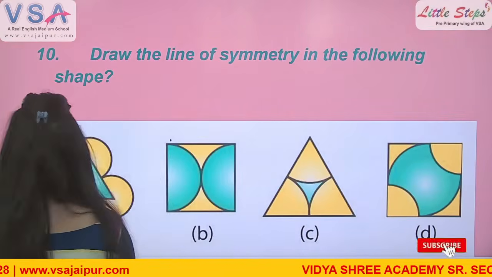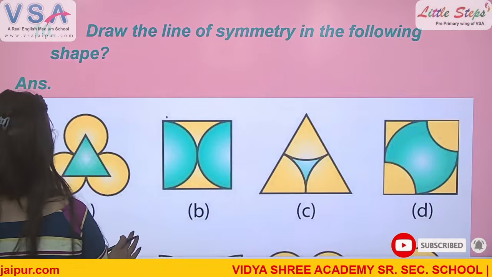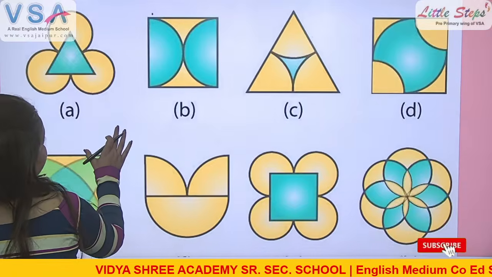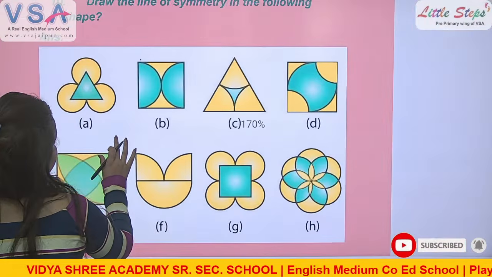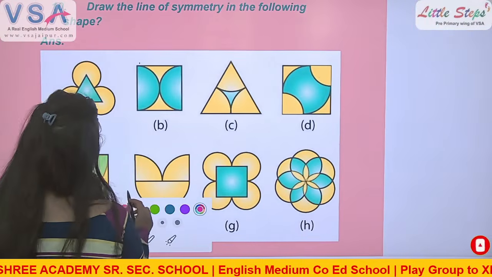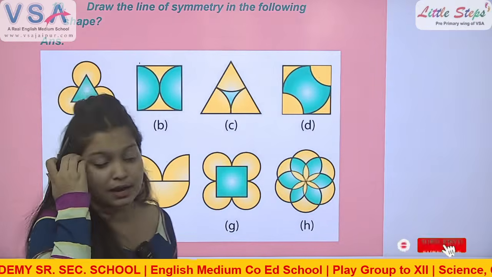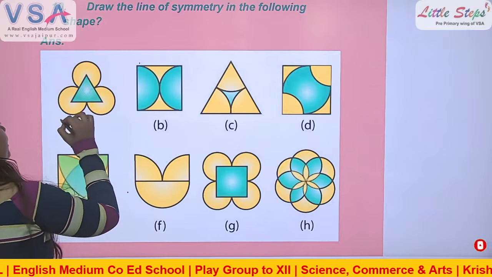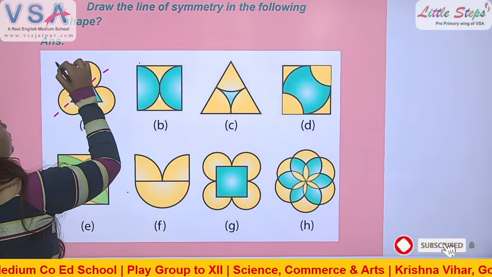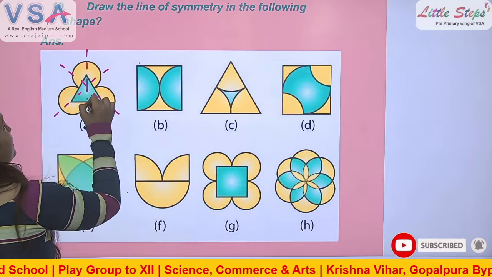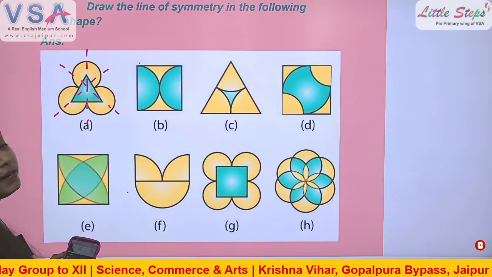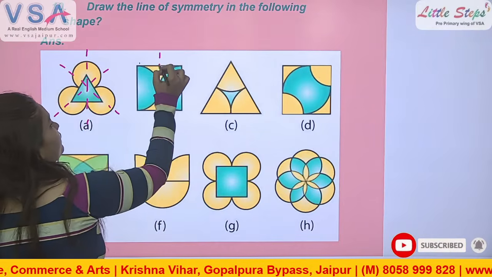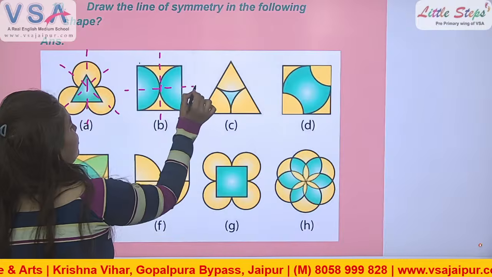Next question we have of the chapter symmetry, your most favorite chapter. Draw the line of symmetry in the following shape. How we will do this question? We need to draw a line that will make the figure into equal parts. How we will draw in the option number A? We will draw 3 lines as a triangle has 3 sides. So we can divide this shape into 3 parts. This shape we will divide it by the line horizontal and vertical.